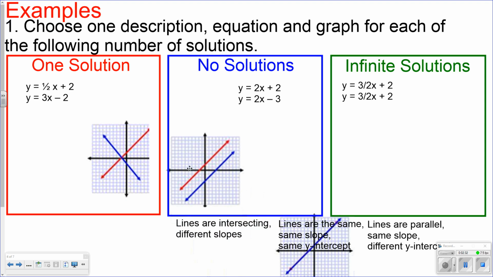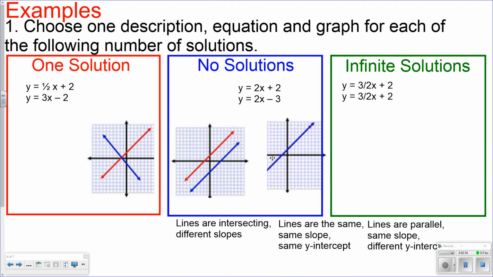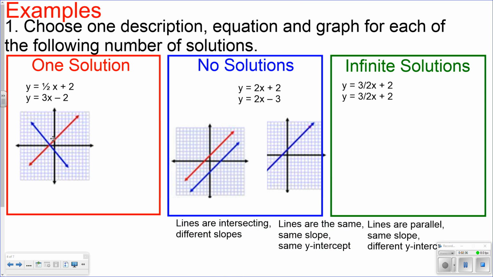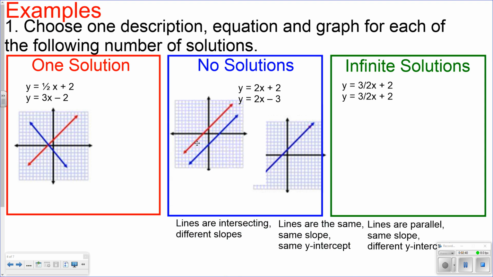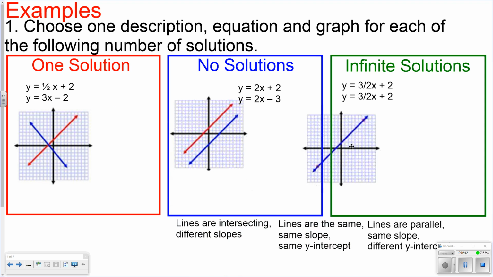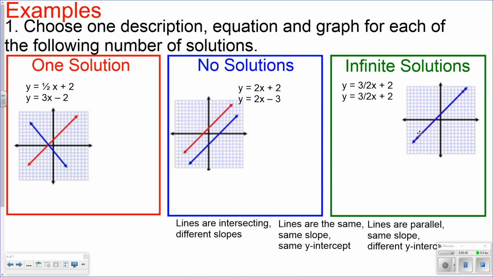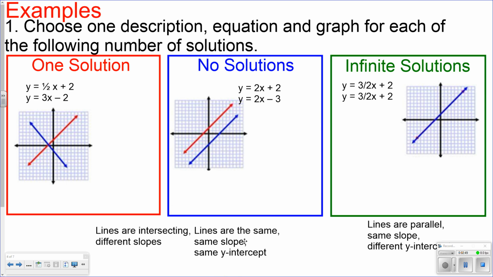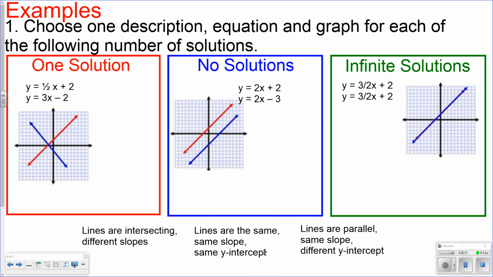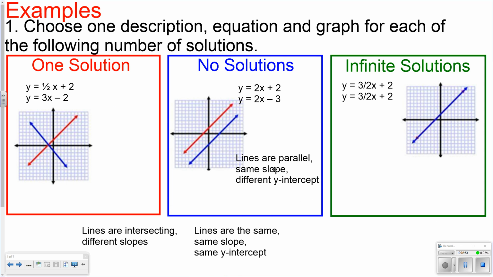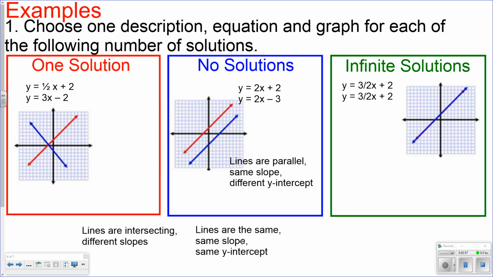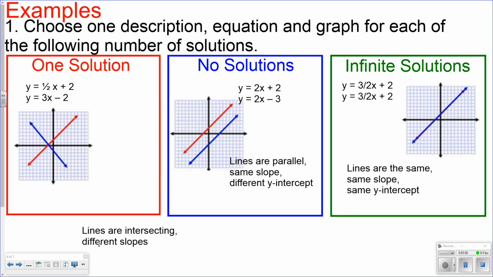Looking at these three graphs, this one is one solution because they cross at one place. This one is our parallel line, so we have no solutions. And since I only see one line, that means they're on top of each other. So now we have these descriptions. Looking at the three of them, I see lines are parallel, so immediately I know that one goes there. The lines are the same slope, same y-intercept, that goes to infinite, and lines are intersecting with different slopes.